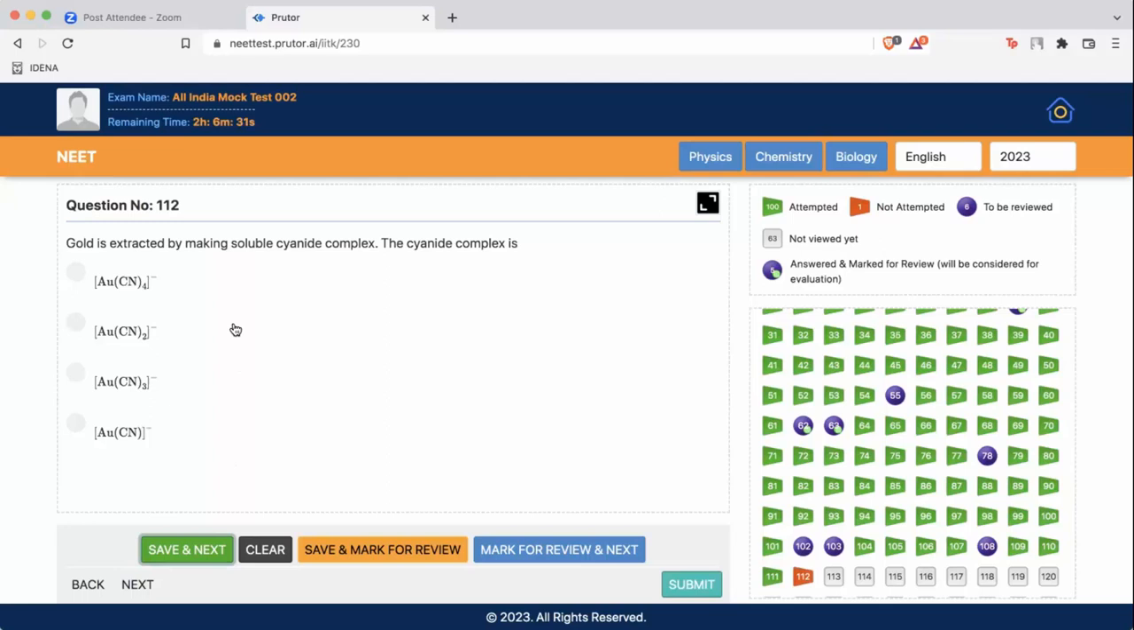Gold is extracted by making sodium cyanide complex. The cyanide complex is, well, as far as I remember, gold has a plus three state. Or plus one state. I guess it has plus one state. This plus one state. So it's a pseudo halide. See, an actual pseudo halide. Okay, this.